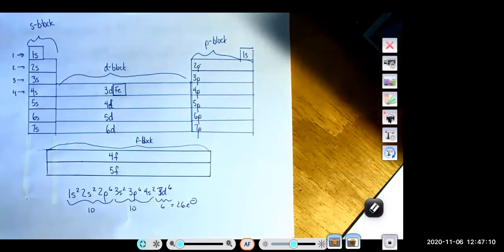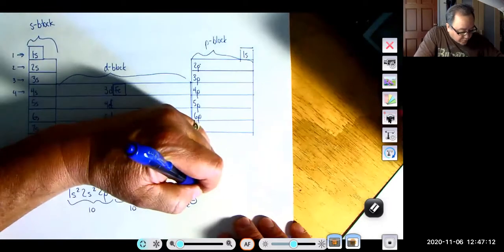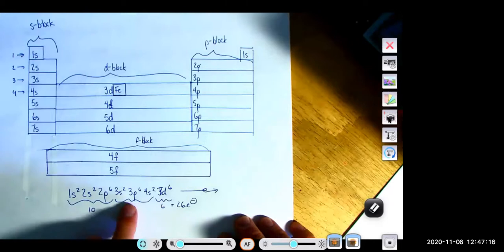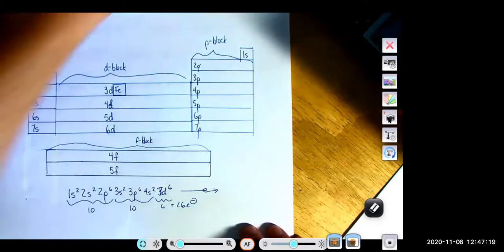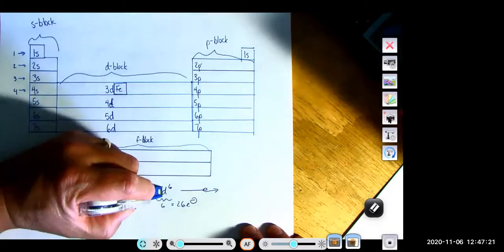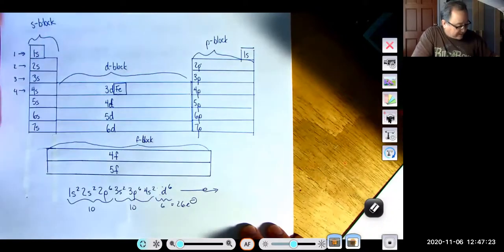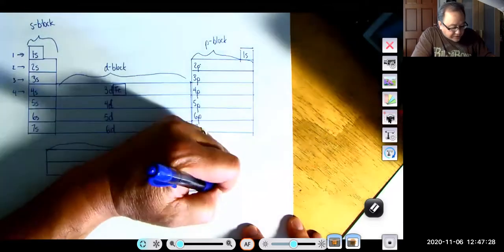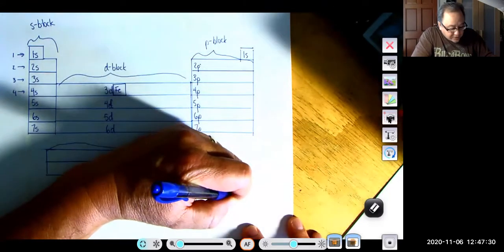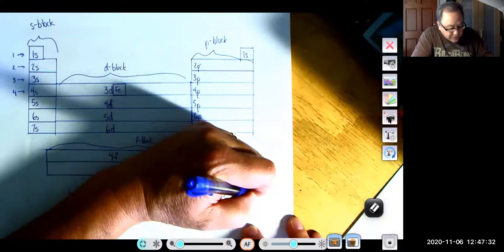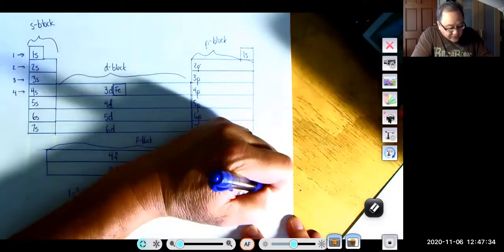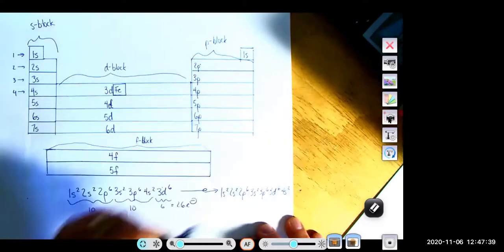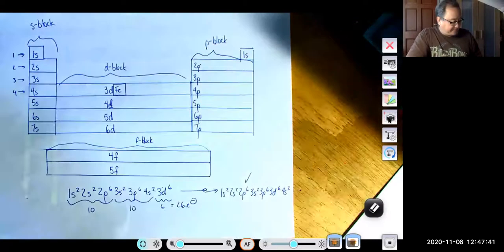Now, this is not correct. We have to do one thing to it, and that is to put these in order. So to put them in order, this is what we do. 1s2, 2s2, 2p6, 3s2, 3p6, 3d6, 4s2. So this is correct.